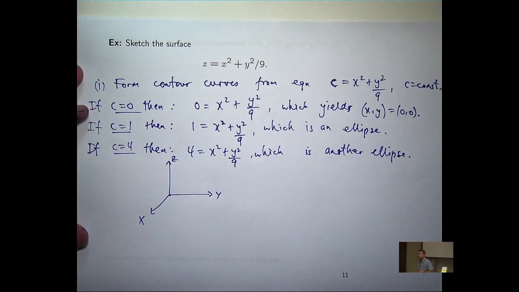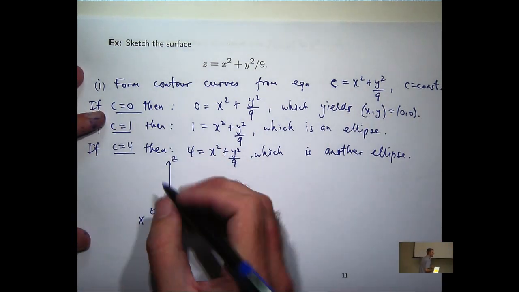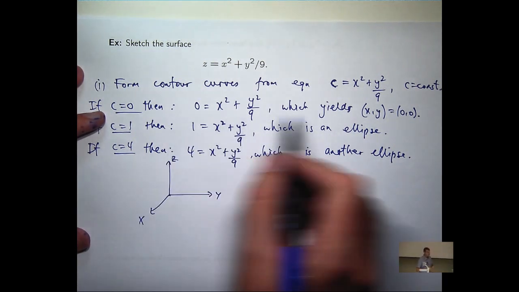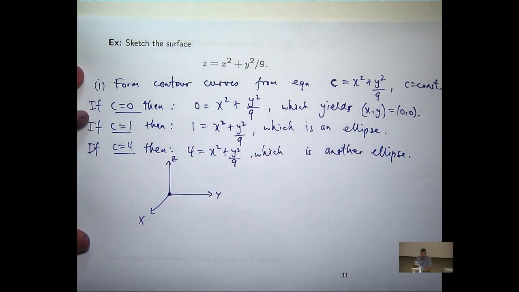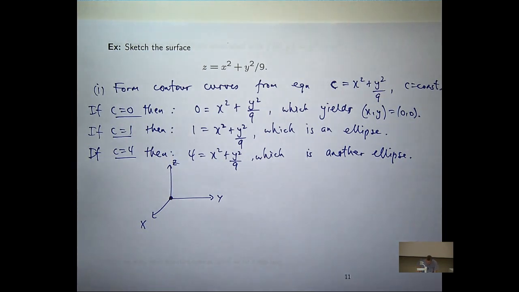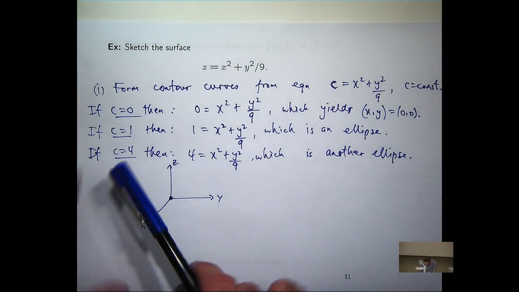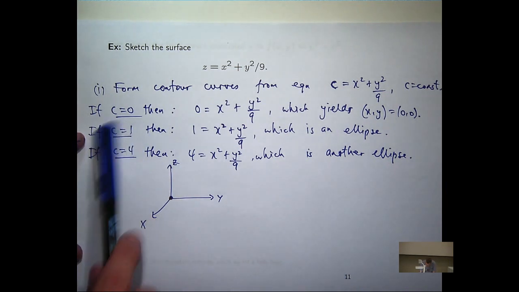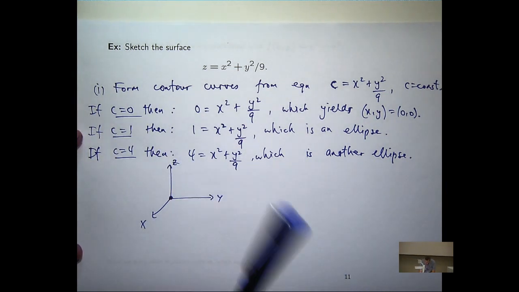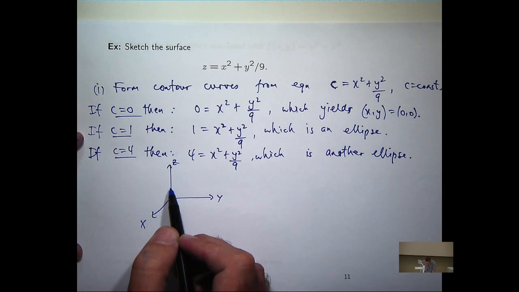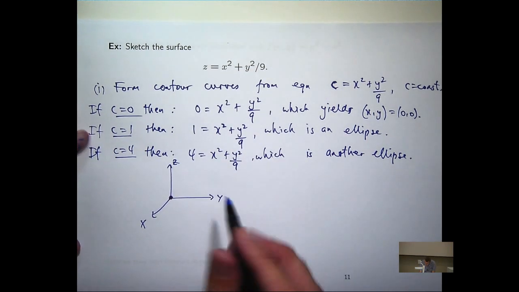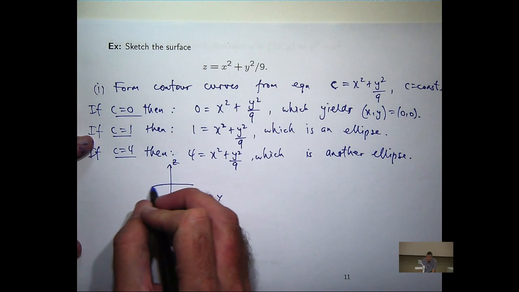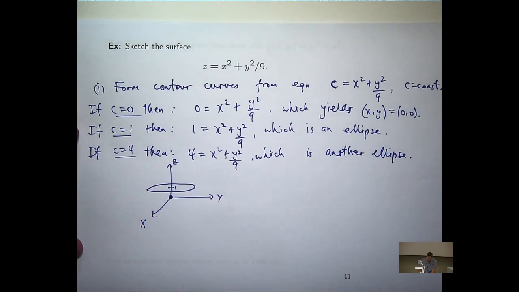All right, so when c equals 0, I'm in the xy plane and I get the point 0, 0. So that's not very exciting. If I'm, I guess, in the plane c equals 1, which is, remember, the plane parallel to the xy plane, 1 unit up, I get an ellipse. So I'll get something like this. That's the contour curve. I've just drawn the ellipse in the plane z equals 1.